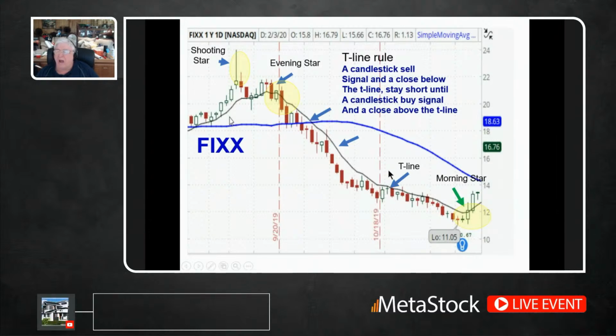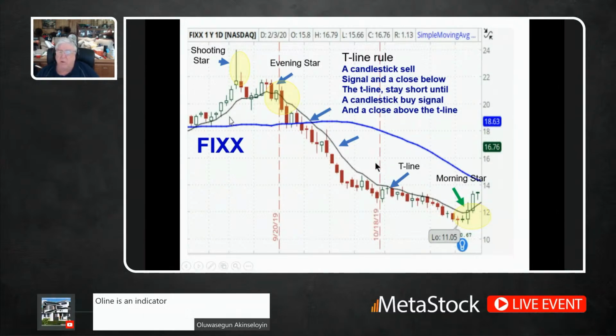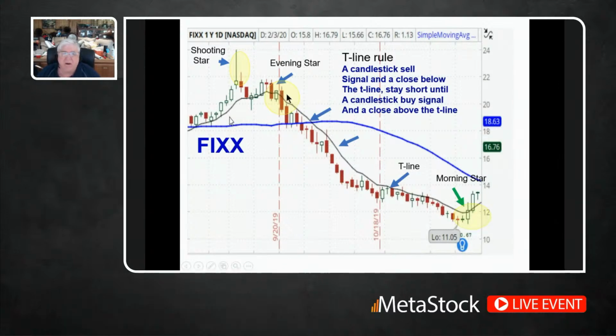Plus, you'll have a much stronger grasp on the rationale for why prices move up or down.